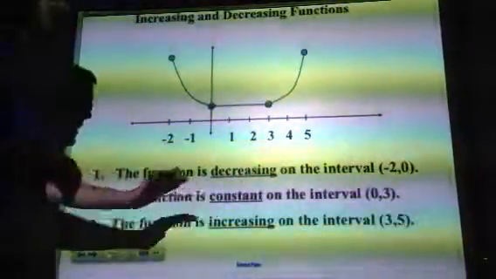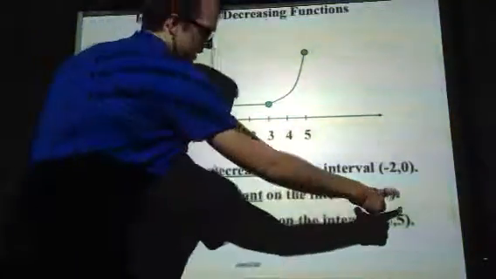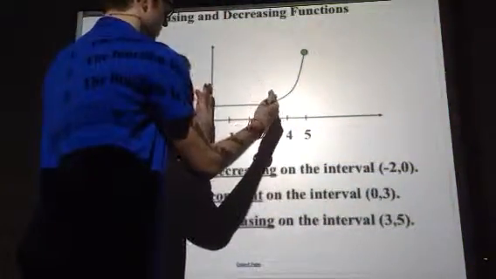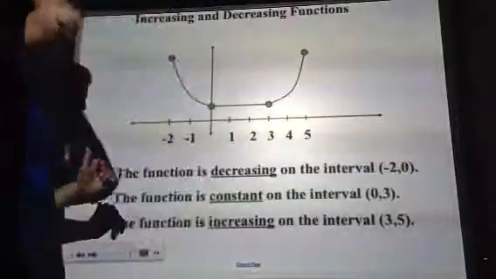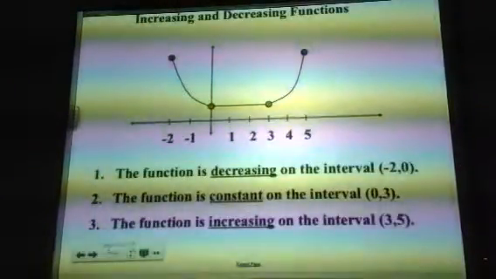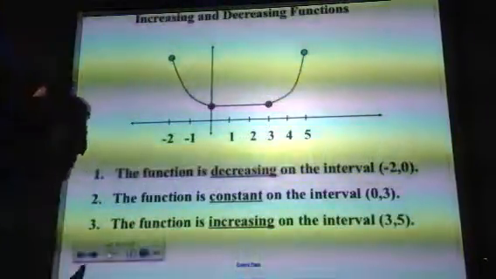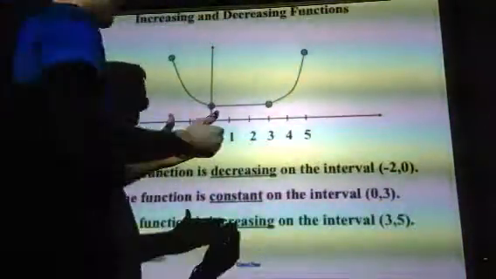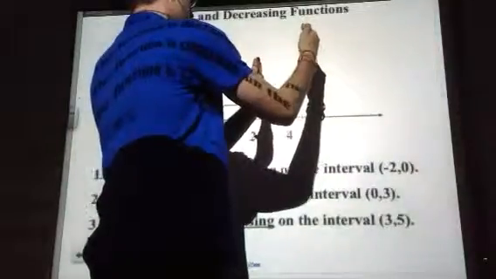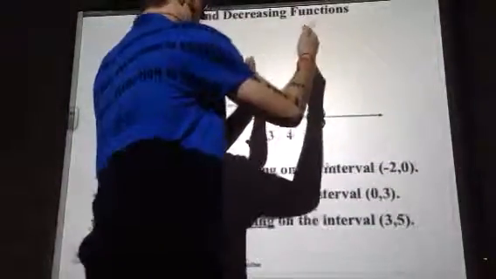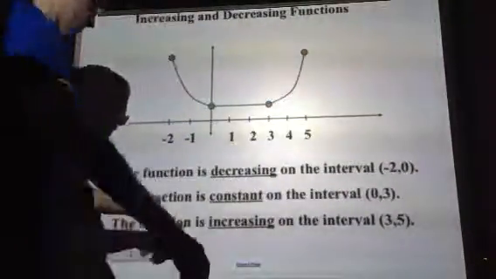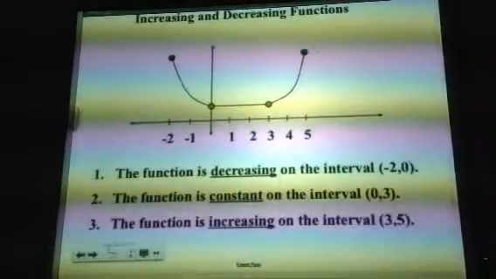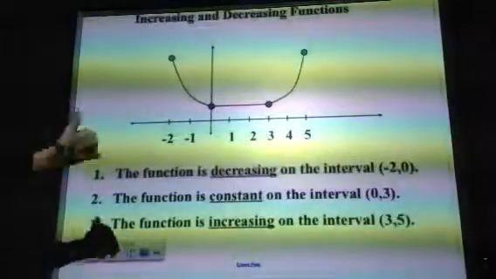Alright, so the function is staying constant. So if we look at the interval 0 to 3, if we're just looking at that interval, the function's staying the same. It's not going up or down. So we say a function is constant from 0 to 3. Okay? And then continue reading the graph from left to right. So we're looking at from 3 to 5, the function is going up. Okay? So we say the function is increasing on the interval 3 to 5.